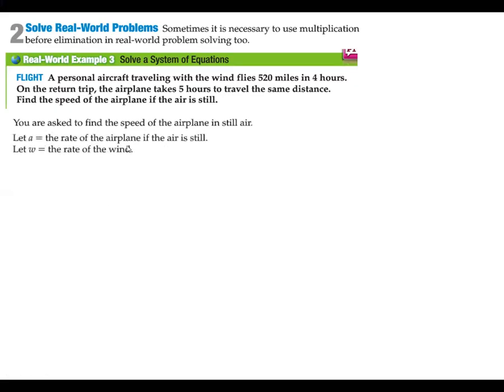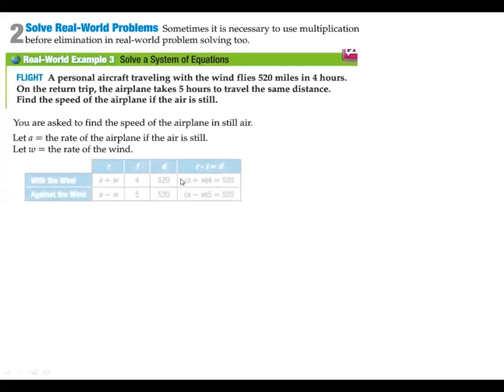So if A is the rate of the airplane if the air is still, and W is the rate of the wind, well, I know that if I add the air and the wind, it takes 4 hours to go 520 miles. Okay? So remember the equation, rate times time equals distance. So like if you're in your car and you're going 50 miles an hour for 2 hours, 50 miles an hour times 2 hours would give you 100 miles.